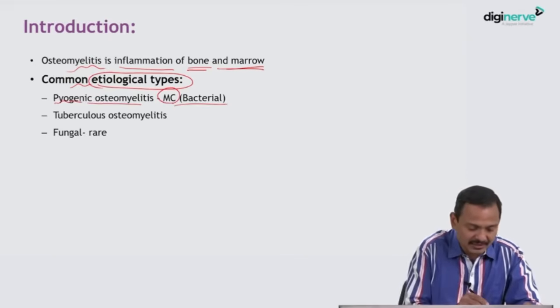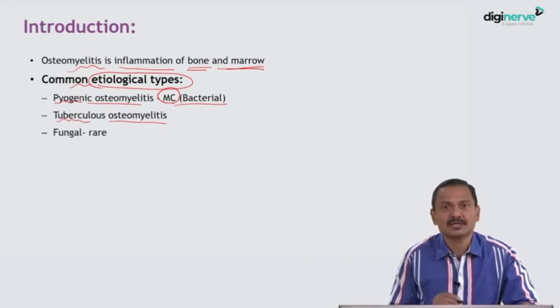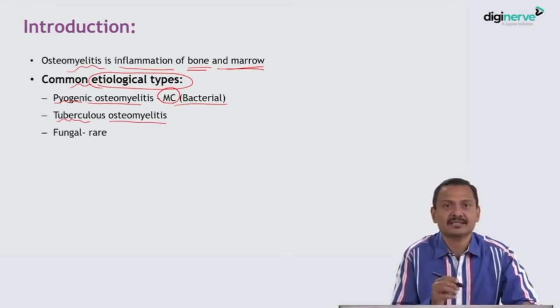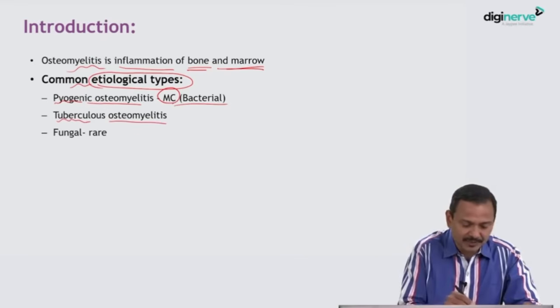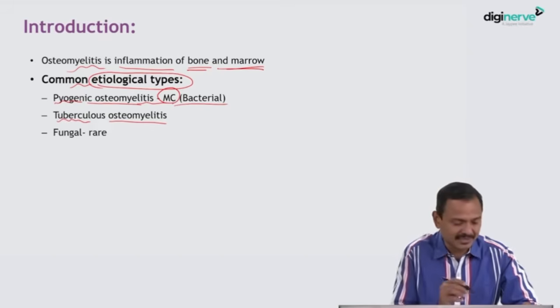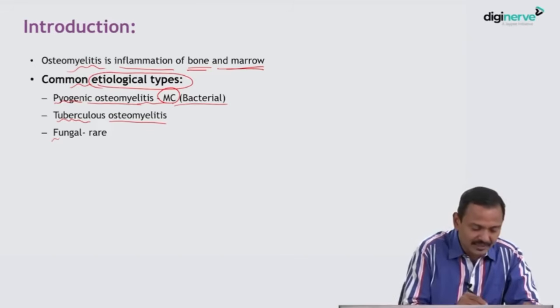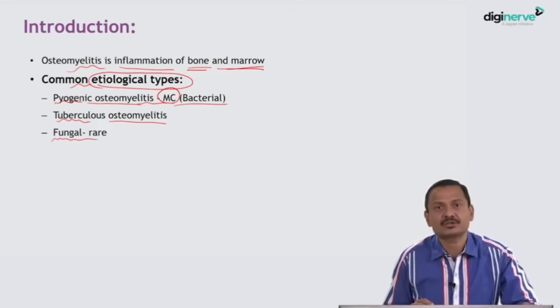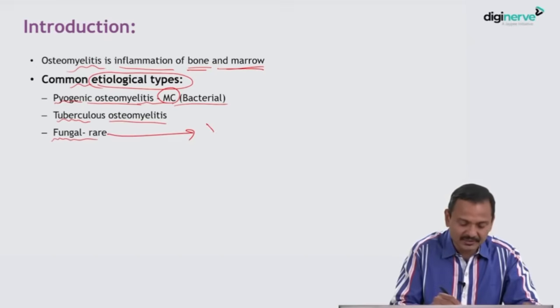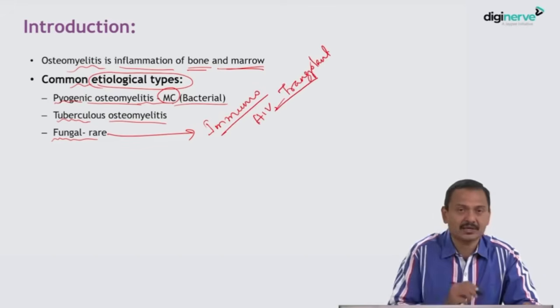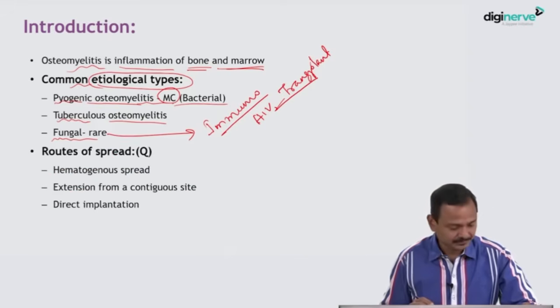The second common is tubercular osteomyelitis. Though it is also a bacterial infection, it has very characteristic and different features from pyogenic osteomyelitis, and hence it is mentioned separately as tubercular osteomyelitis. Rarely we can also have fungal osteomyelitis, especially when the patient is immunocompromised, like HIV or transplant. Okay? So altered immunity can lead to fungal osteomyelitis.